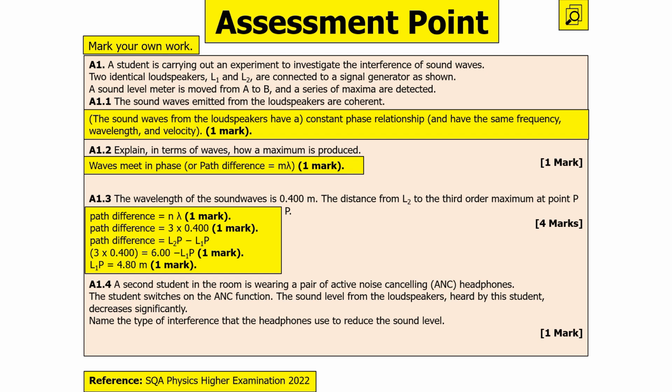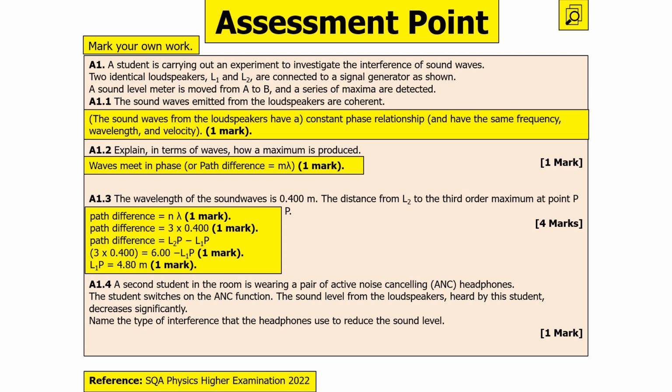Now that happens when you've got an integer wavelength difference, and it's the third maxima, so it's 3 times the wavelength difference. So it's 3 times 0.40. But the path difference is also the difference of the two waves. We know that one of them takes a path of 6 meters. The other one must have a difference of 1.2 to get the actual difference there, because we know that's the path difference required. So therefore the other one is 4.80 meters.